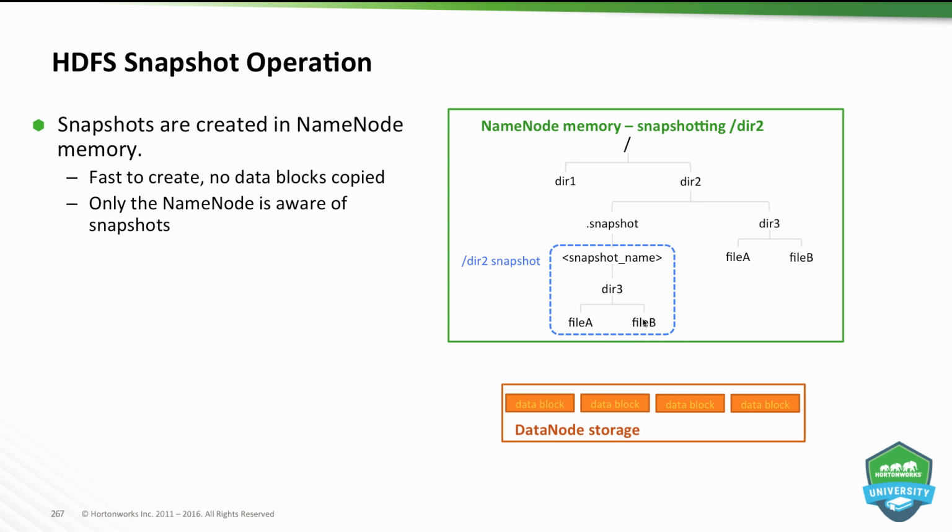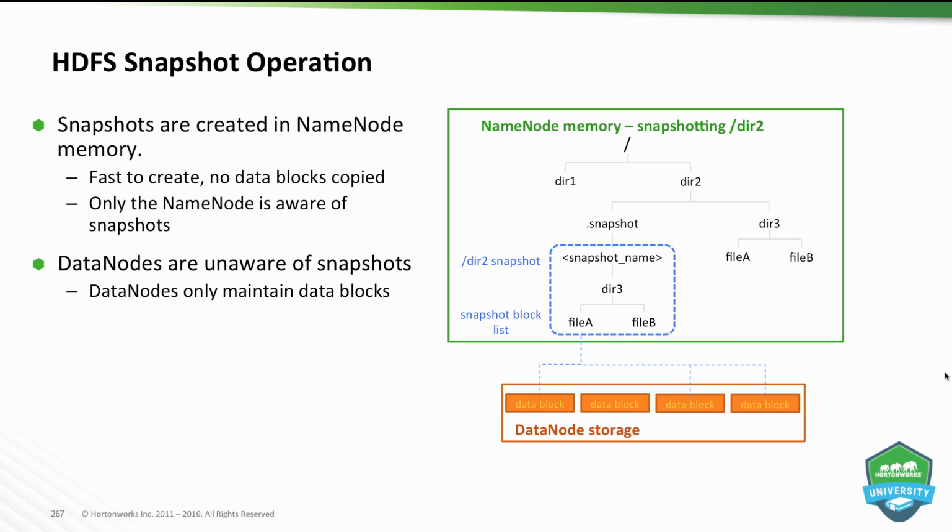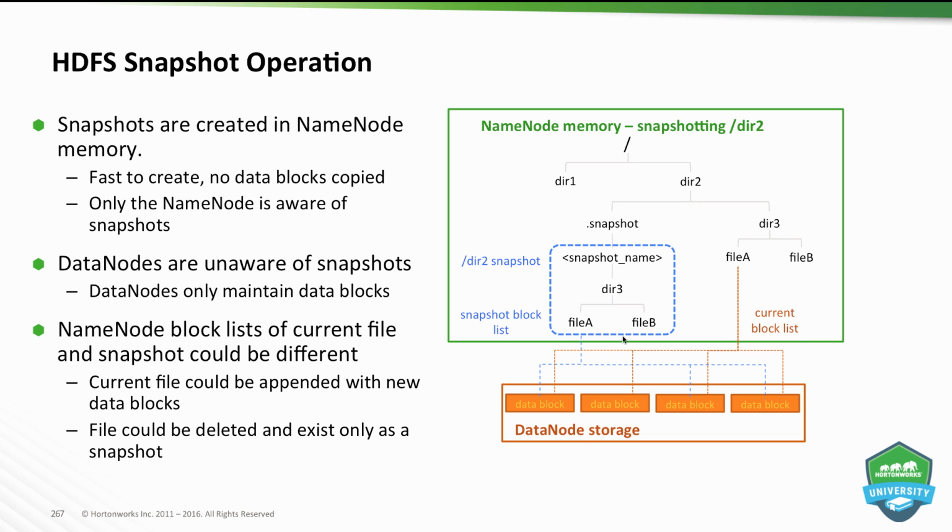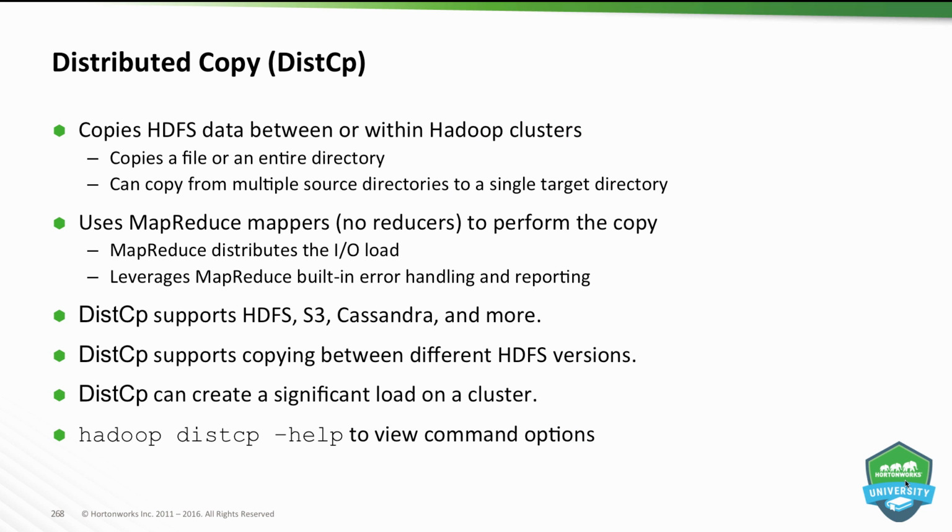So this file A and file B at this point in time actually are the exact same contents of the file A and file B that we see in directory 3. What we're trying to show there with these dotted lines is that they in fact all point to the exact same data block. There's no additional footprint that has to occur to make that happen.